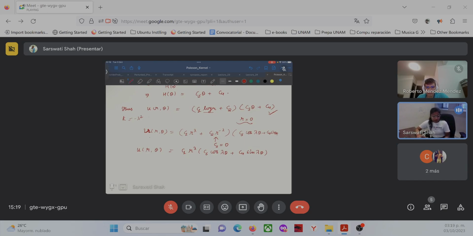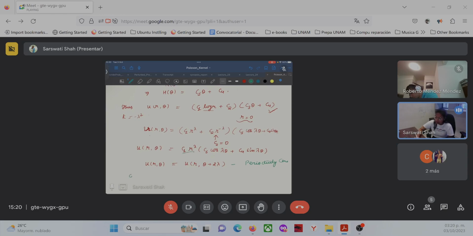Now the one condition is the periodicity condition: every time theta covers 2 pi, the value of u is going to be the same. So u(r, theta) is equal to u(r, theta plus 2 pi). This is your periodicity condition. Is it clear?